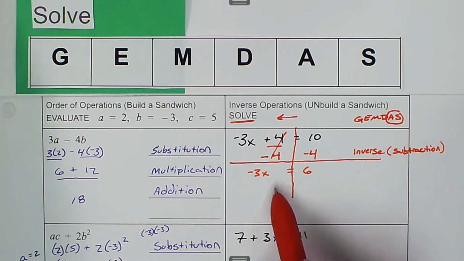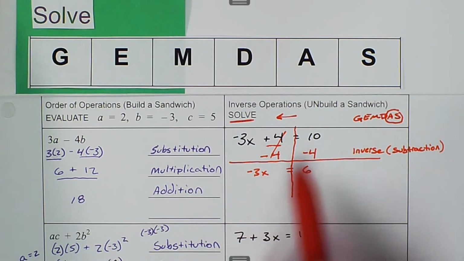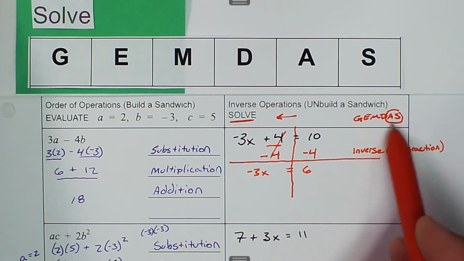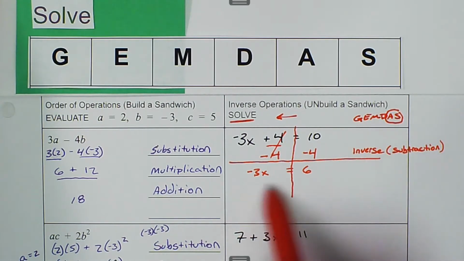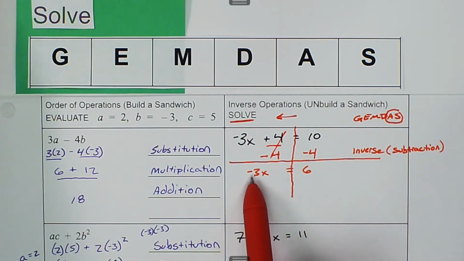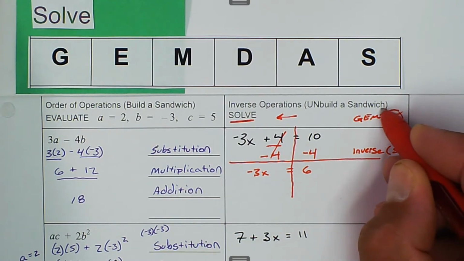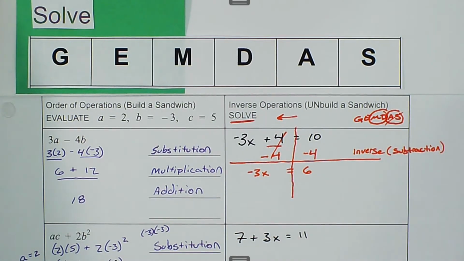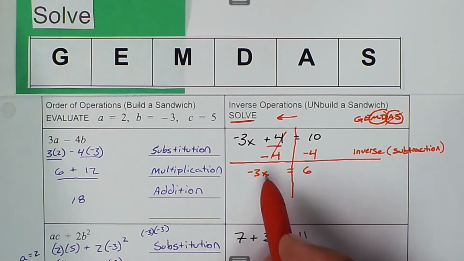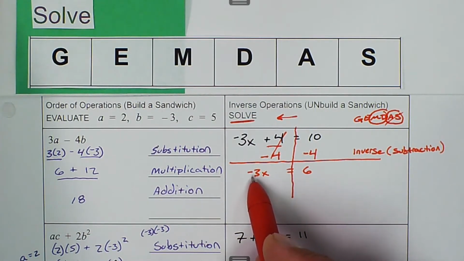Now we look at what we have left, and we look back to GEMDAS. Do we have any addition and subtraction left? There's no addition or subtraction. There is a negative sign, but that just tells us if this is a positive or a negative number. So we're done with addition and subtraction, and now we can come back to the next one, which is multiplication and division. Do we have any multiplication and division over here? We do. This is negative 3 multiplied by x.